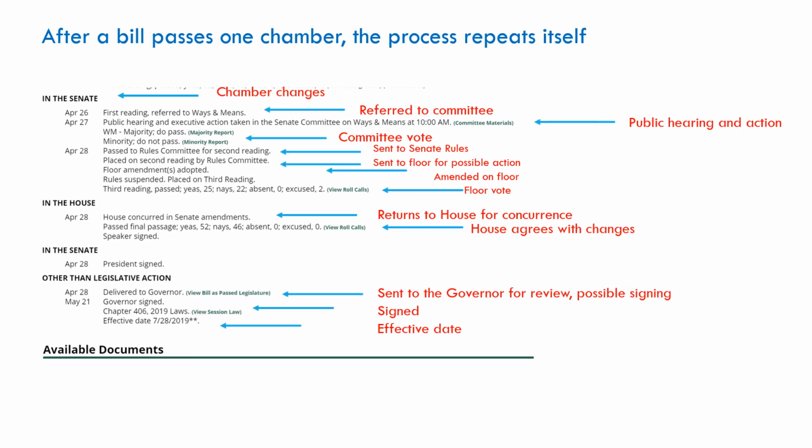Once the bill passes one chamber, it's sent to the other chamber for consideration. Note the various steps, including the Rules Committee. Then it returns to the House for consideration of Senate amendments. The Speaker and the President of the Senate sign the bill, and it's delivered to the Governor. The Governor signs the bill. Most bills are effective 90 days after the end of regular session, unless otherwise noted.